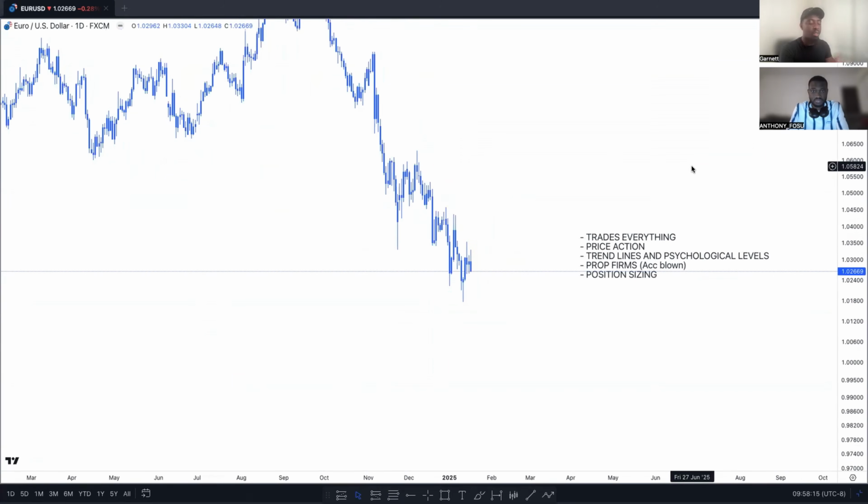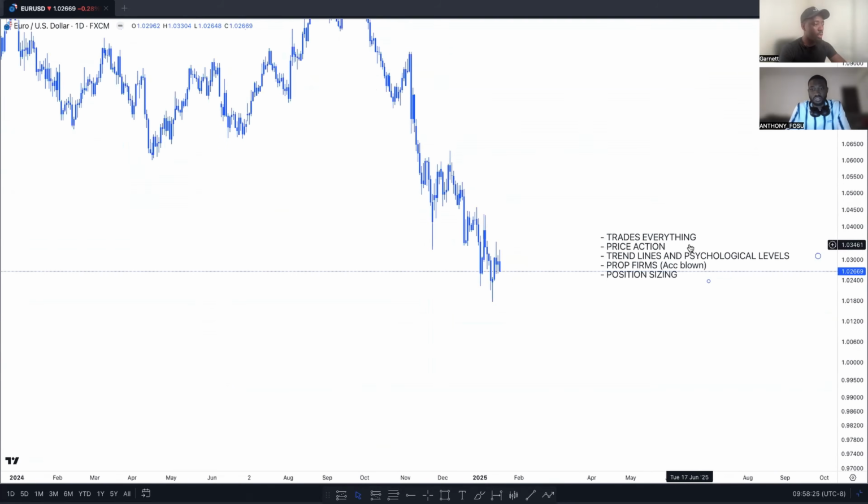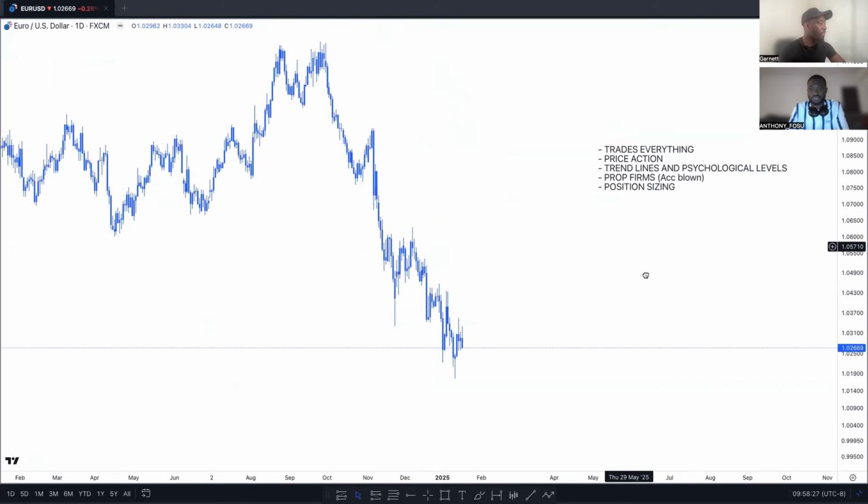Between the cycle level and the trend line, which one do you want to go with first? Okay, let's go with the cycle level first, then we go to the trend. Alright, let's go with cycle levels first.